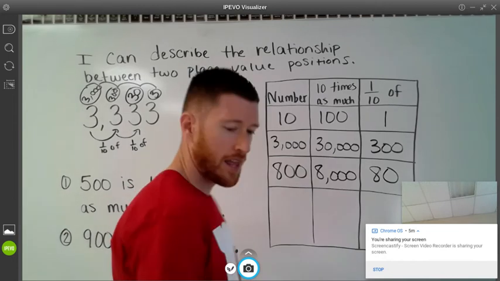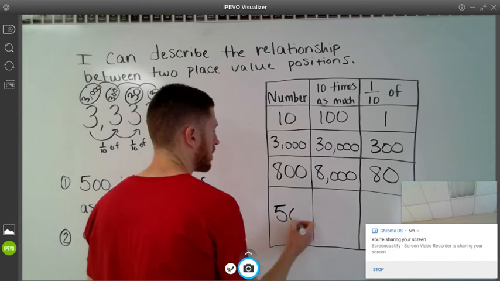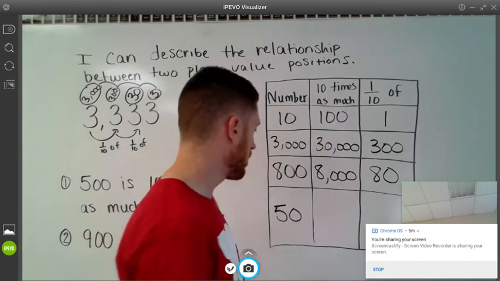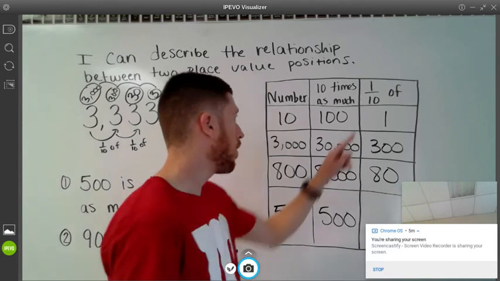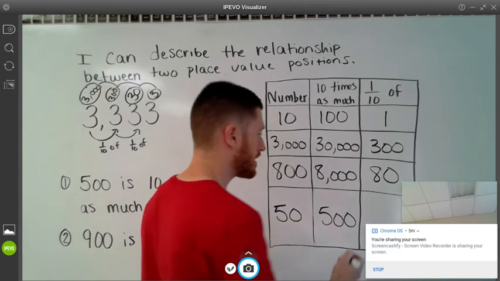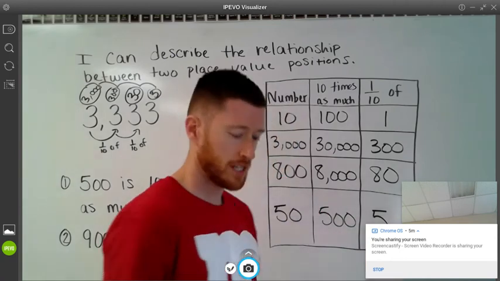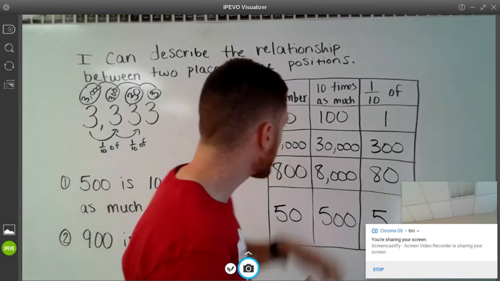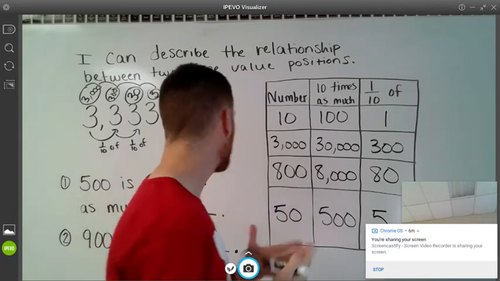And then let's do one more. Let's do the number 50. 50 times 10 is 500. That's what 10 times as much is. And 1/10 of 50, or 50 divided by 10, is just 5. 5 times 10 is 50. So hopefully you're seeing a pattern here. And once you learn that pattern, this becomes really, really easy.